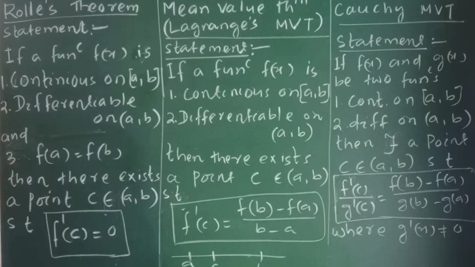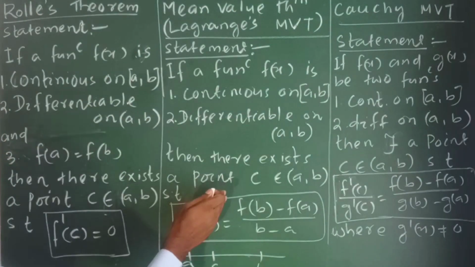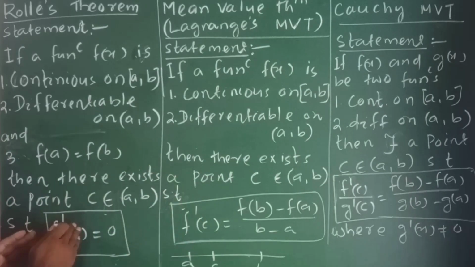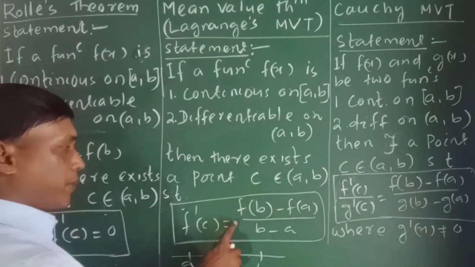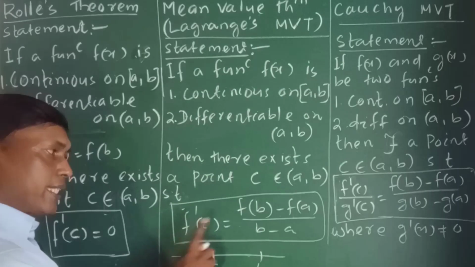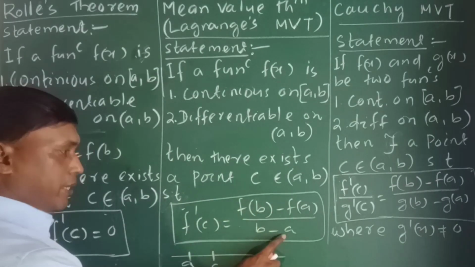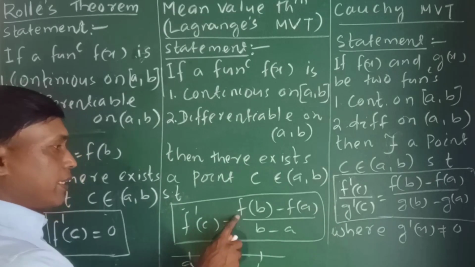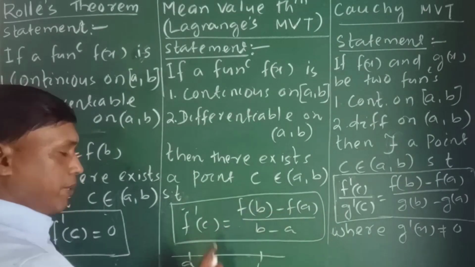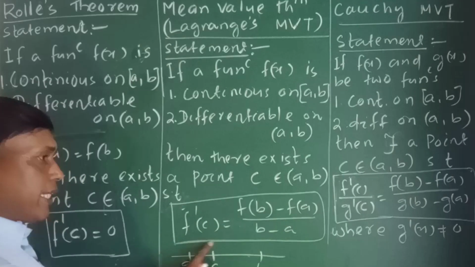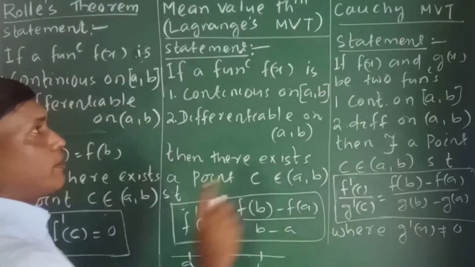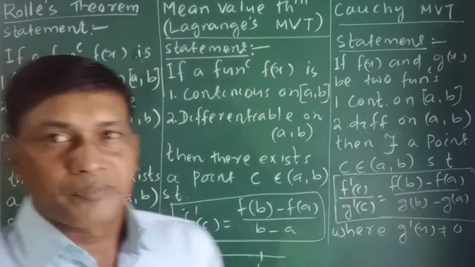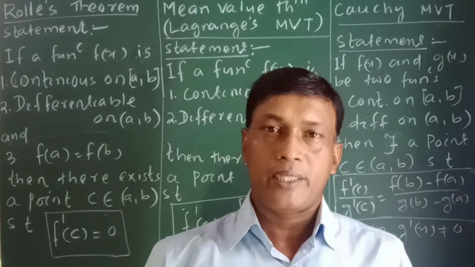So look at here. This mean value theorem is extension of Rolle's theorem. This can be derived from Rolle's theorem, and this also can be derived from here. Look at here. If f dash C is f of B minus f of A by B minus A, then what will be g dash C? G dash C will be g of B minus g of A by B minus A. If we divide f dash C by g dash C, we can find this. So this Cauchy theorem is the extension of mean value theorem. So this is the statement of three theorems.